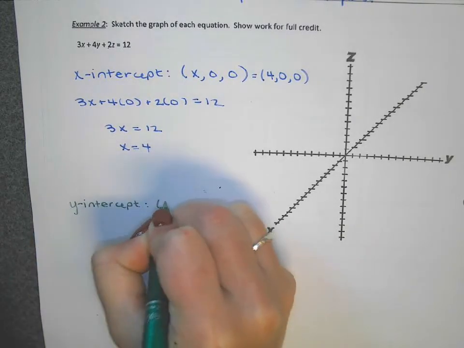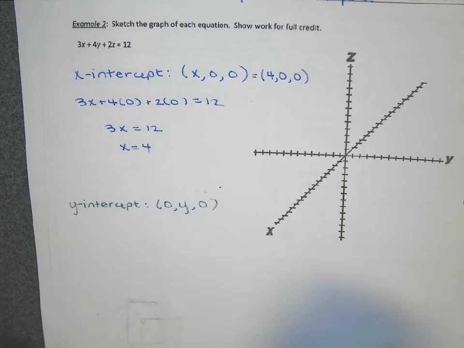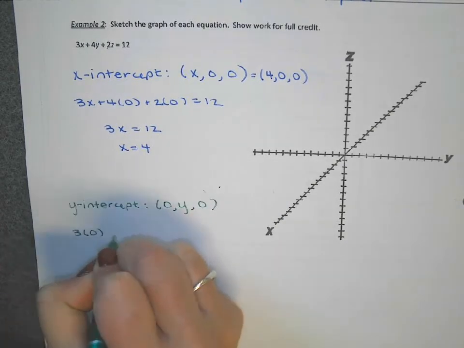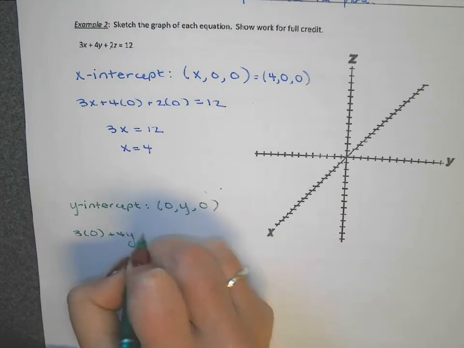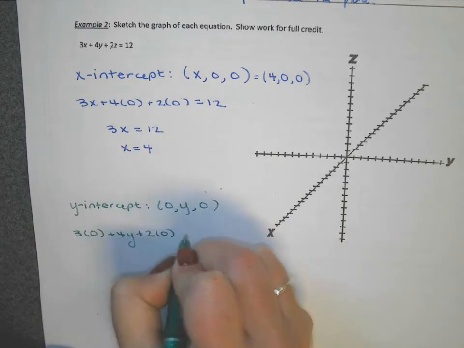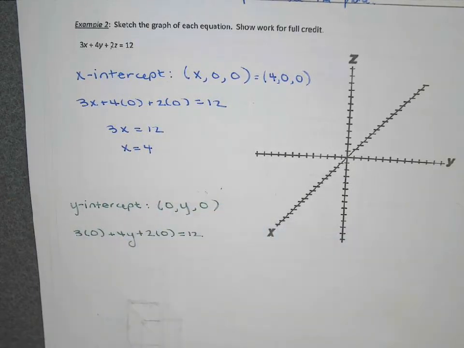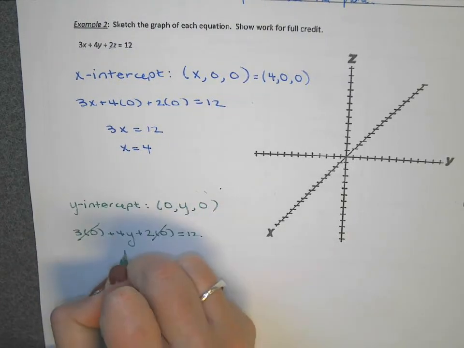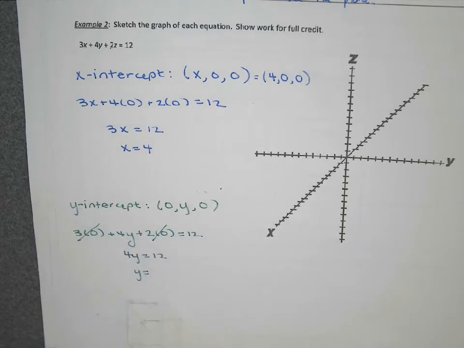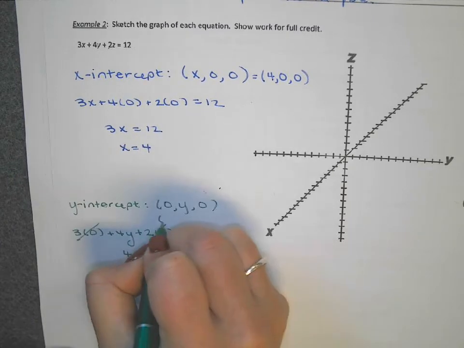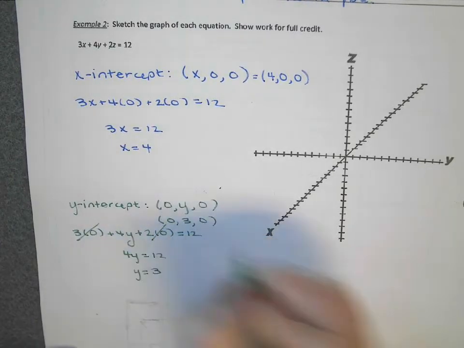My y-intercept is 0, y, 0. I'm going to fill in my zeros. 3 times 0 plus 4, I'm looking for y, so I'm going to leave that as y, plus 2 times 0 equals 12. Well, this goes away and that goes away because both those turn into 0. 4y equals 12. What does y have to be? 3 this time. I'm not going to leave it as y equals 3. I'm going to instead write the point 0, 3, 0.